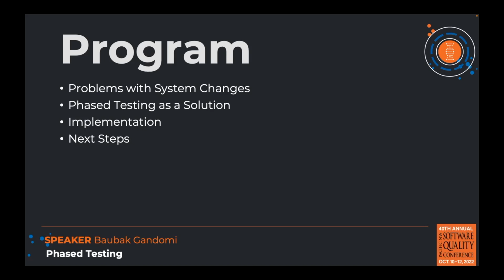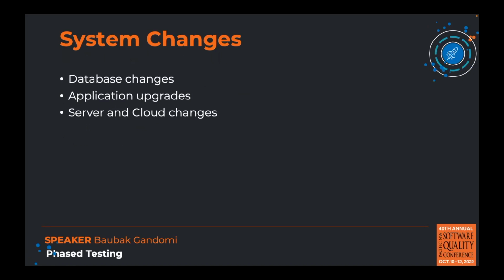This is the program, and I'll be talking about phase testing as a solution and how this can solve the problems. When we say system changes, the problems we try to solve are things such as database changes, upgrading databases or migrating to different types, application upgrades, and server and cloud changes.